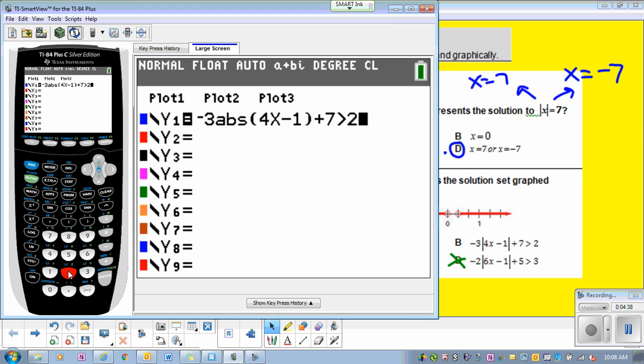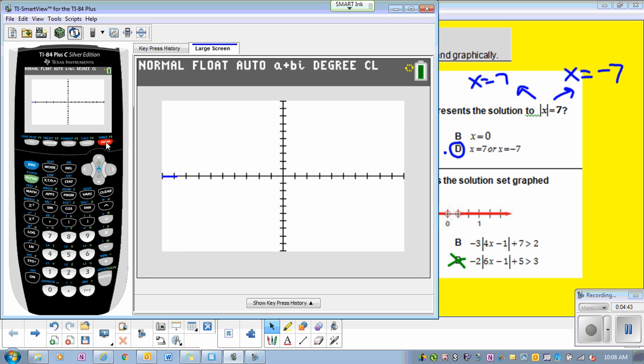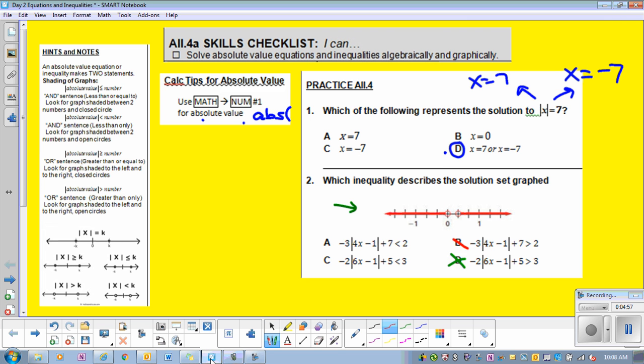We're guessing B now. We're going to put that in the calculator. My little dot just got a little bit longer. That's it. Doesn't look like that one. So no, that one's not it. B's out.